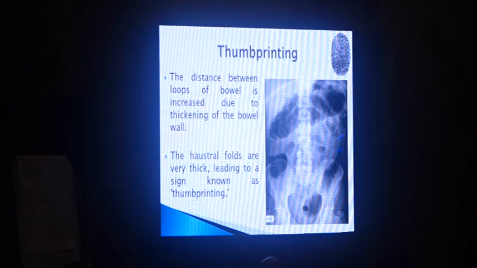And this sign is called the thumb printing sign. It is because of the thickness of haustral folds, and it occurs because of chronic inflammation. So it is just like thumb prints. So this sign is called the thumb printing sign.